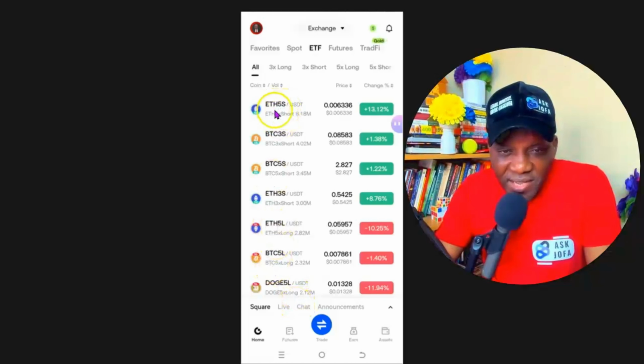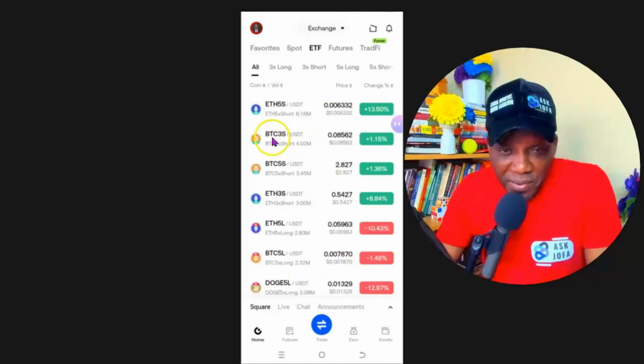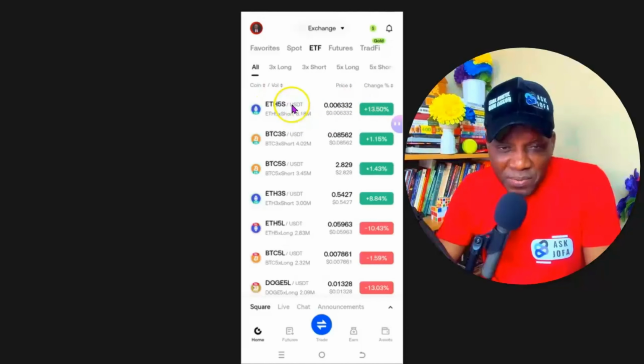This is not real Ethereum. This is not real Bitcoin. All these are products designed specifically as leverage tokens on Gate Exchange only. And all these prices you are seeing are just the unit value of each of these products. You can see here the price of this BTC3S is this. You can see that this is not the value of Bitcoin, and you can see this is the price of Ethereum 5S short. This is the price, but this is not the price of Ethereum.